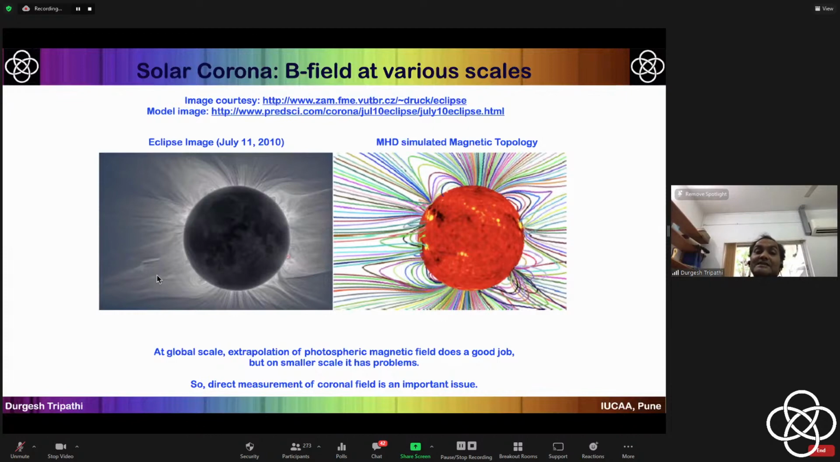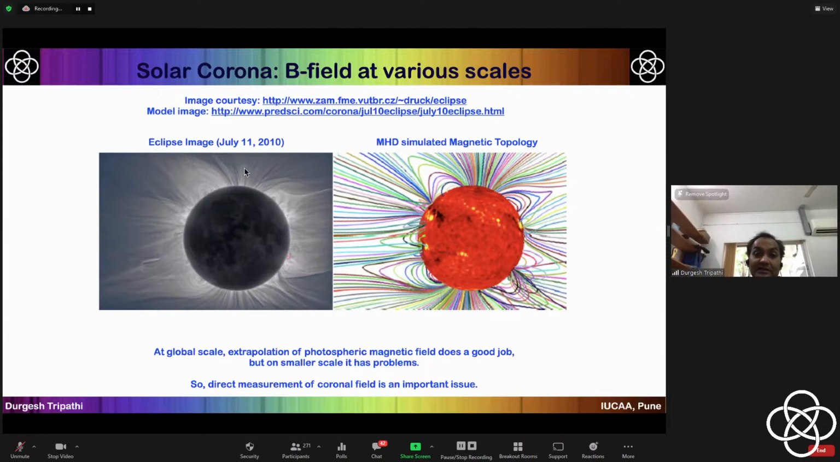But it's not that we don't understand the magnetic field, at least on the global scale, in the corona. What we do is we know the photospheric magnetic field, and from there, considering that as a boundary condition, we can derive what the magnetic field structure should look like, right? And this is what is done here. To compare with the eclipse, it is done for the magnetic field on the limb side.